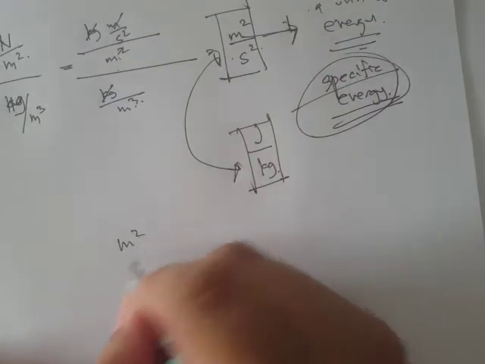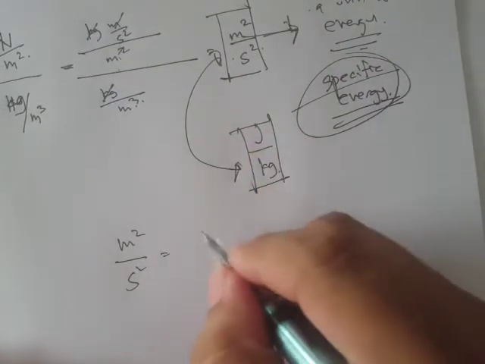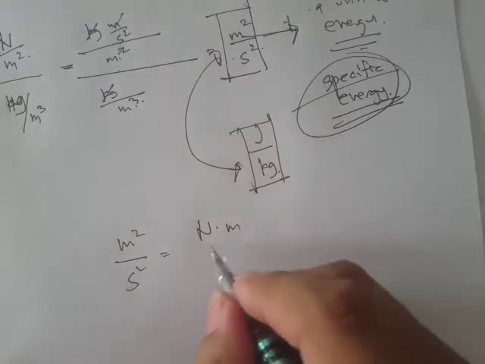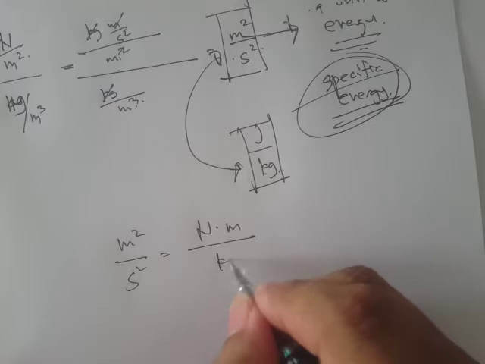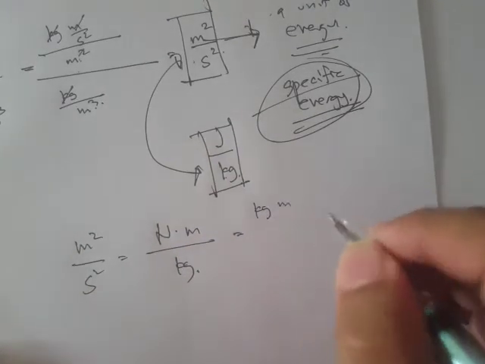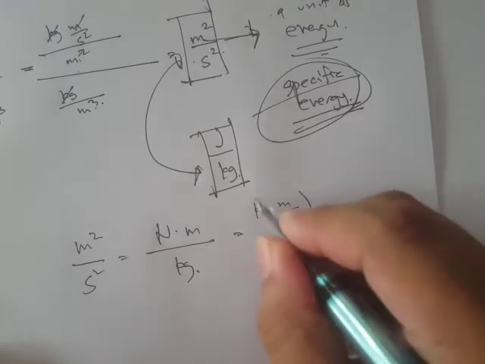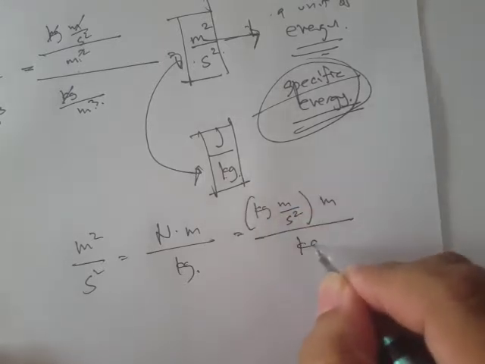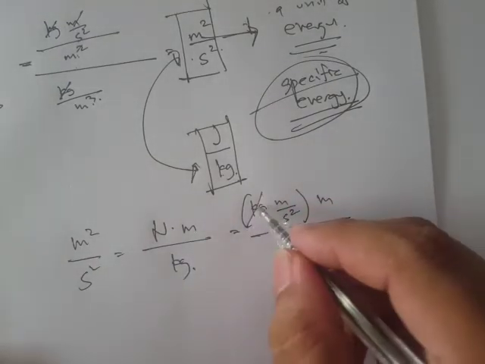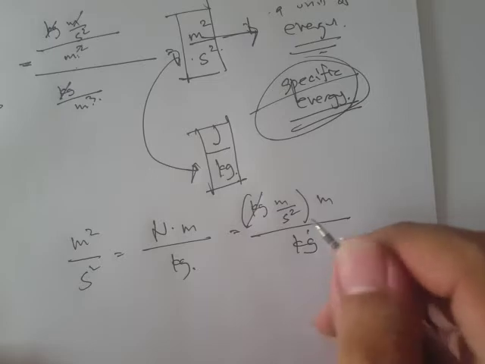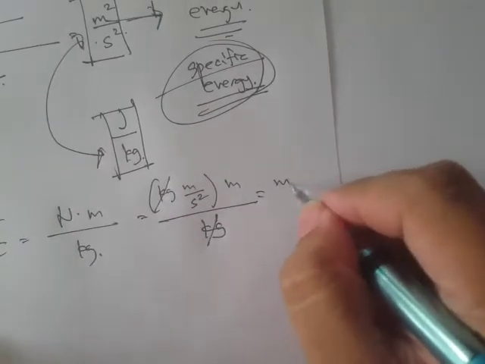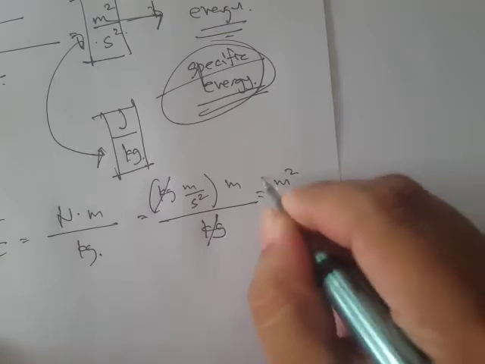So let's check m squared per s squared. So what is joules? That's just Newton meter, right? And then this one kg. Now let's break down this Newton. We have kilogram meters per second squared times meter all over kg, and we can cancel this kg since it's both in the numerator and denominator. Then finally what we get is m squared per s squared.